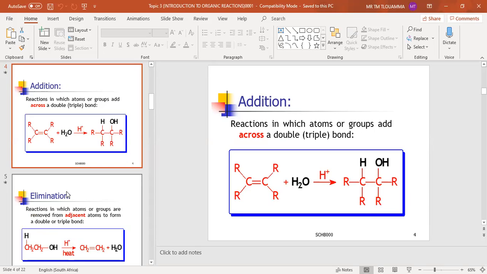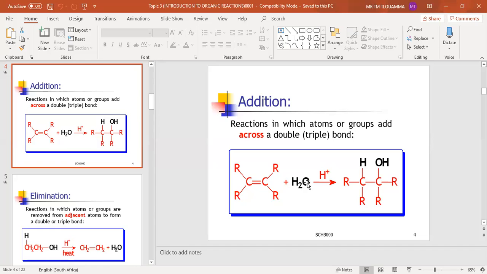Addition is the reaction in which atoms or groups add across the double or triple bonds. So usually the addition reaction occurs in double bonds and also triple bonds. If you can check here in the first, we have C, and in between we have the double bond and also C, two carbons, right? And then it reacts with what? It reacts with water.